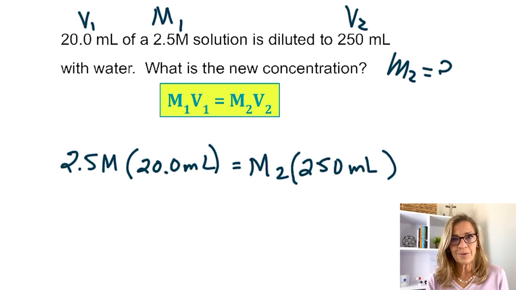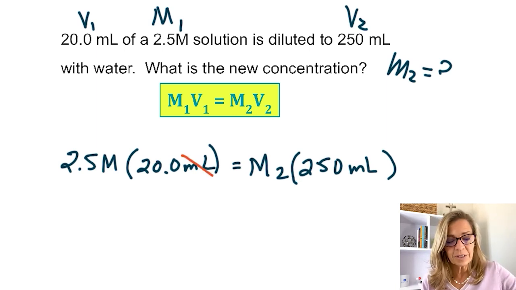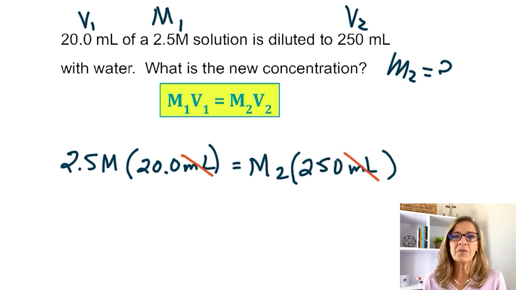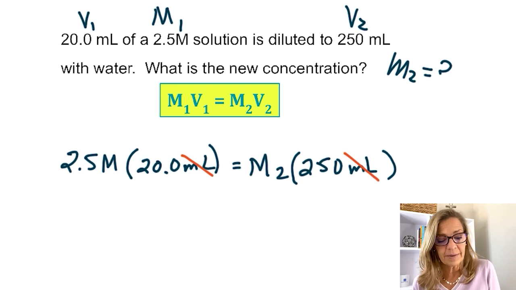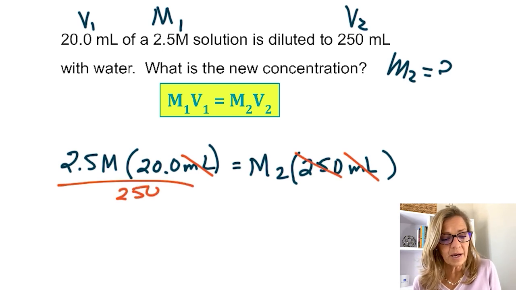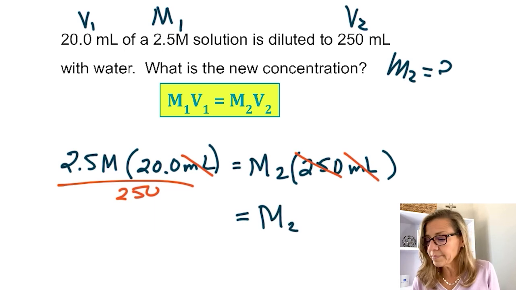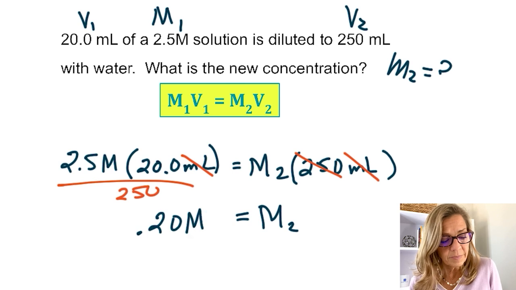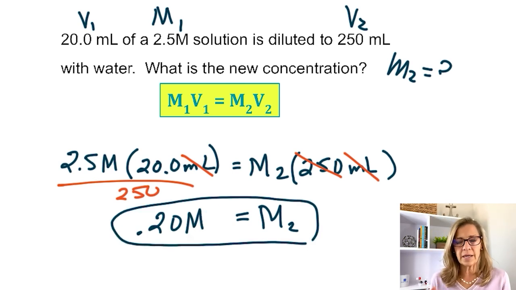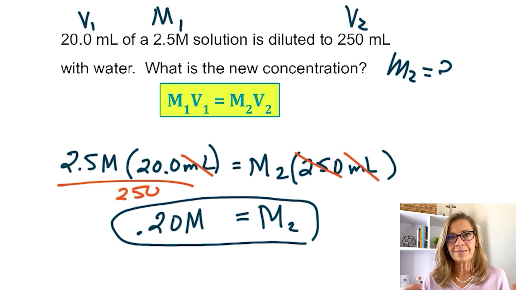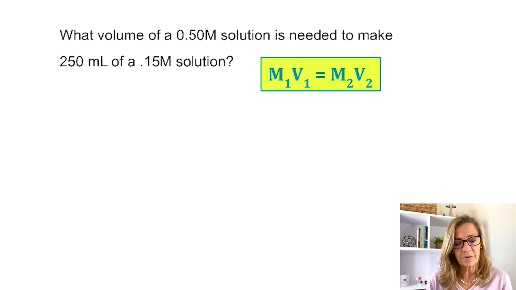Now check out the units here. Milliliters on both sides will cancel. If we convert them to liters, they would cancel out too, so it doesn't really matter. Then we'll just do the math. We've got to divide by that 250 on the other side, and M2 is going to be 0.20 molar. I like to go back and check, does that make sense? We took a small amount and we diluted it. Did the concentration go down? Is it logical and reasonable? It sure is.